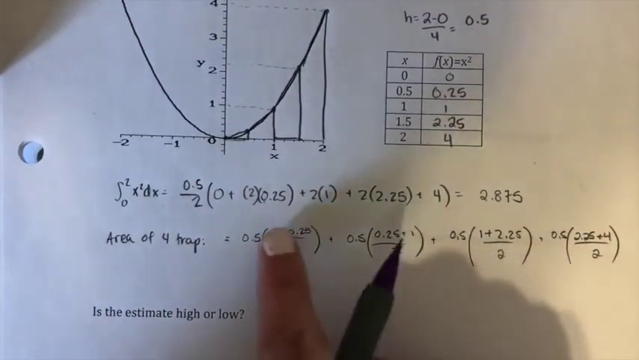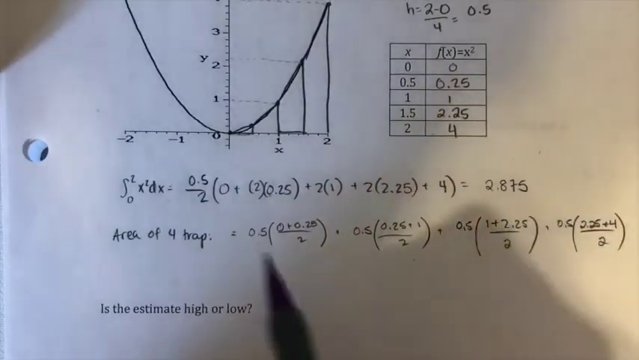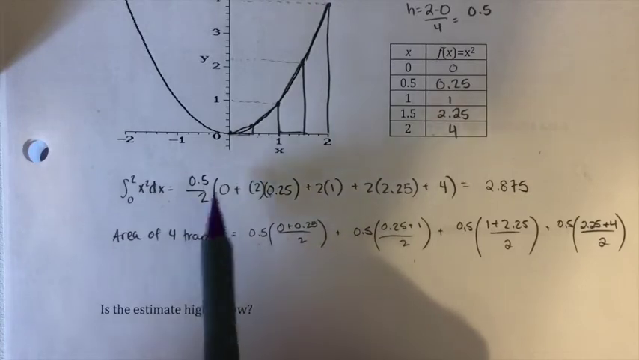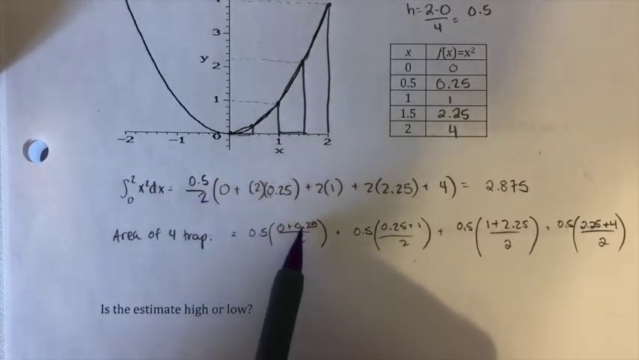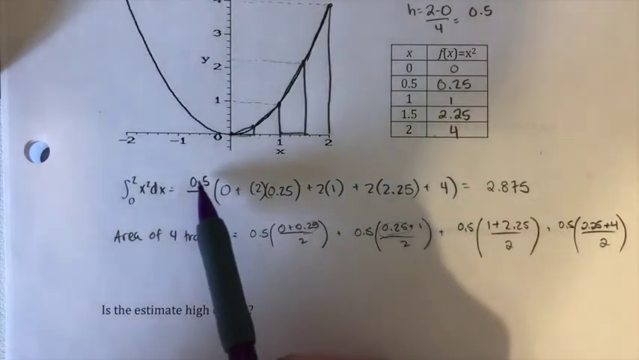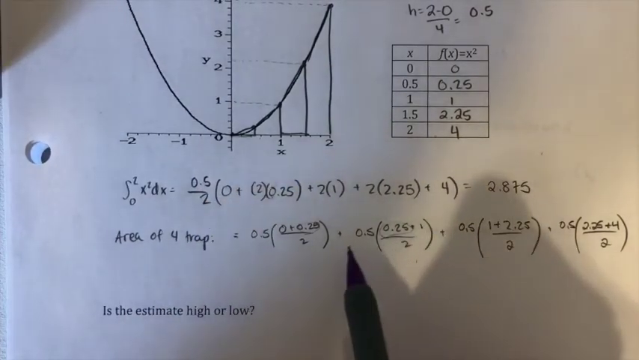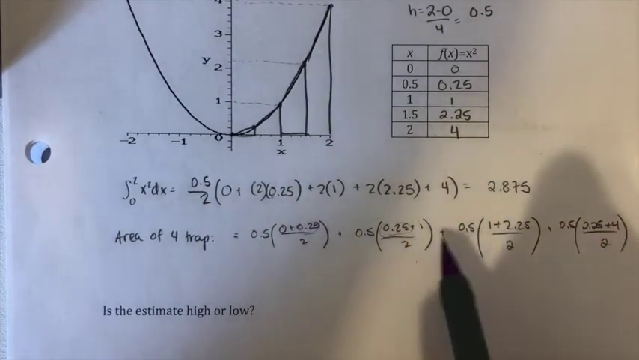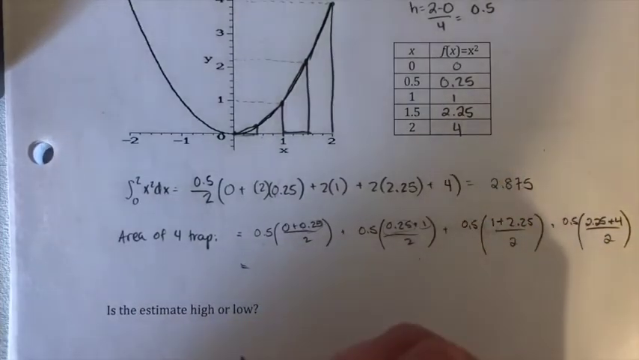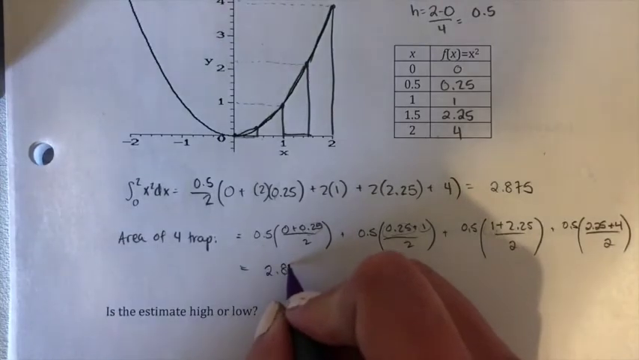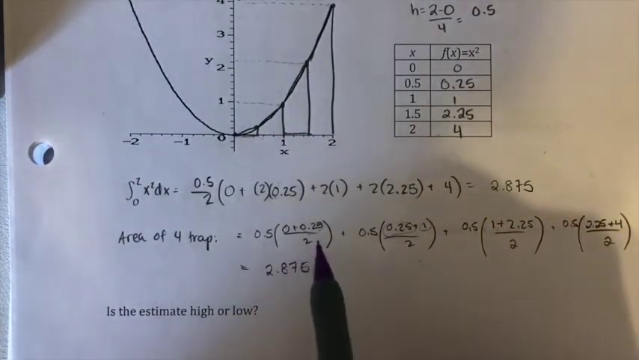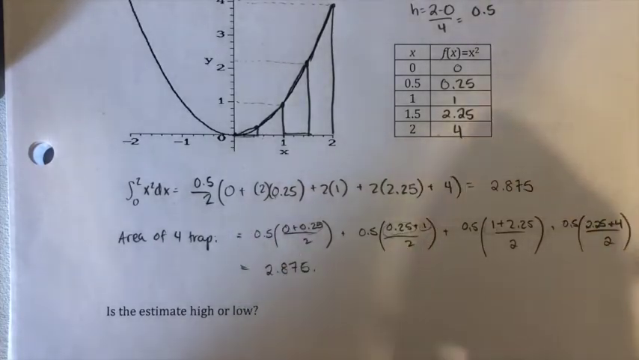So if we look at the similarities between these two, notice how we have 0.5 divided by 2 times 0.25 twice, right? And then 0.5 divided by 2 times 1 twice. So here's 1, here's 1. So we can see the similarities, and that makes sense because this is the exact same answer. Okay, so a little bit easier than doing the area of all 4 trapezoids is to use that formula.